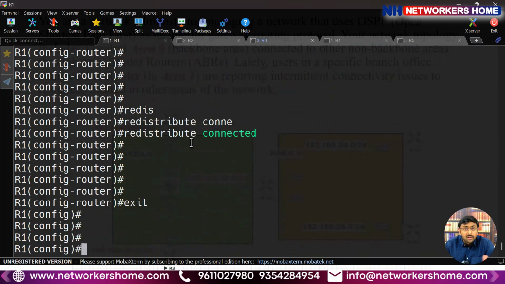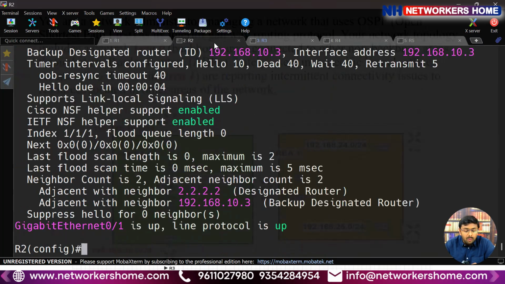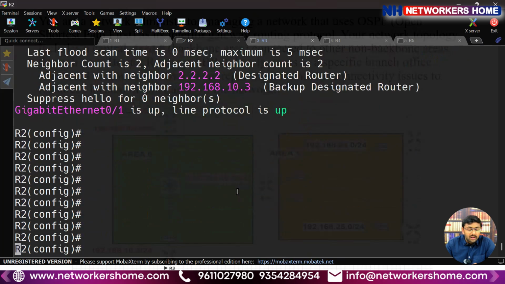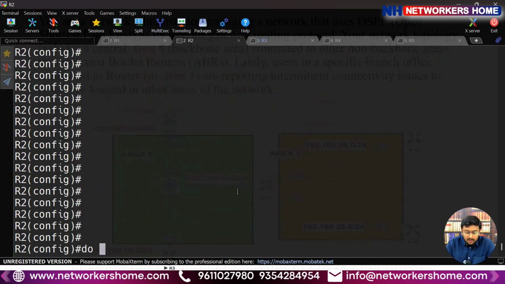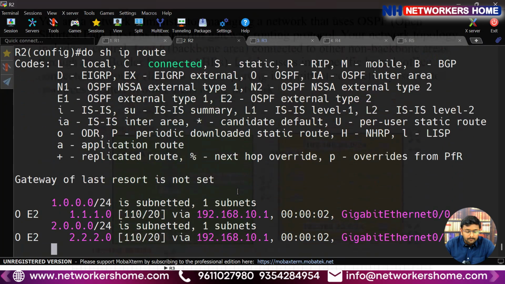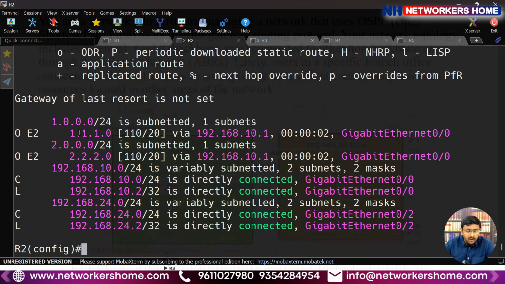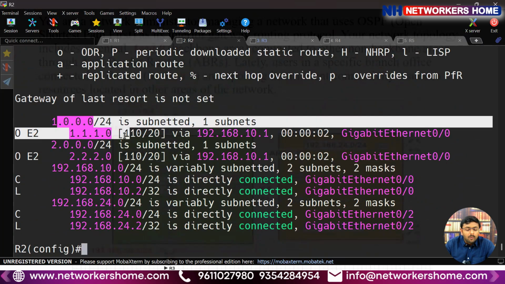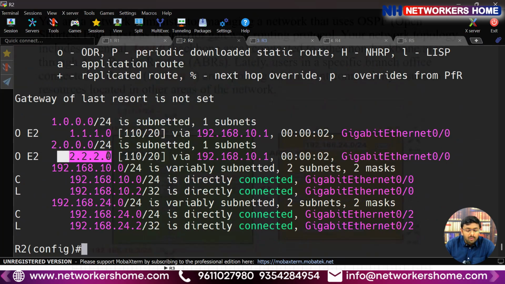Now we have redistributed it, and if you check on the router 2, what information it is receiving, that is ABR. So do show IP route regarding 1.1.1.0. And what is this? 2.2.2.0. And what is it? External. Because we have not advertised using OSPF, but we have redistributed it.